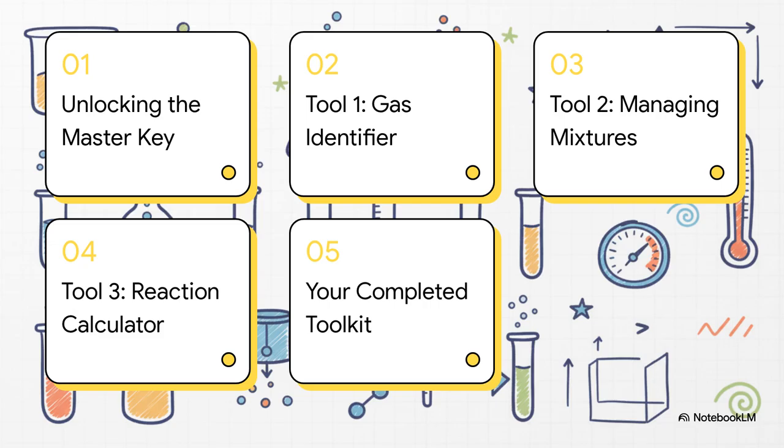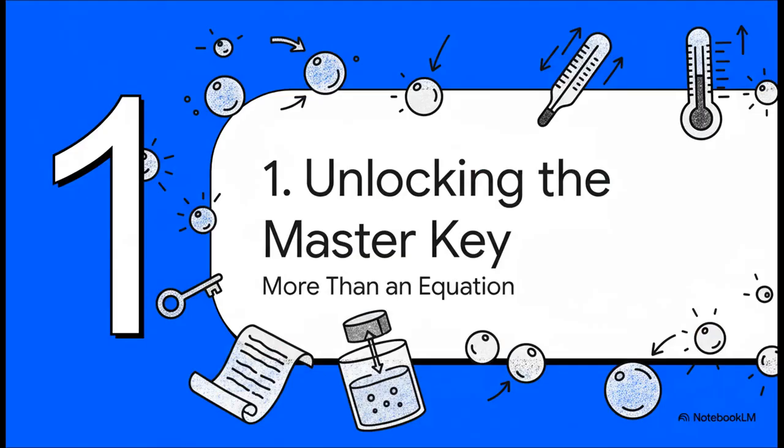So here's the game plan. We're going to start by really understanding our master key. Then we'll use it to forge 3 brand new tools. The first one, a gas identifier to figure out what an unknown gas is. Second, a mixture manager for when you've got more than one gas hanging out. And finally, a reaction calculator to figure out exactly how much stuff you're making. Let's get to it.